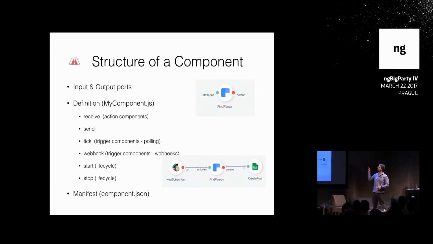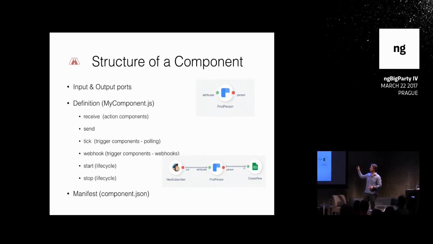Each component consists of input and output ports. It has a definition, which is a pure Node.js module. And it has a manifest file, called the component JSON file, which contains metadata about the component, such as the name, icon, description, a definition of the input and output ports, and all that. I'll get back to that later.